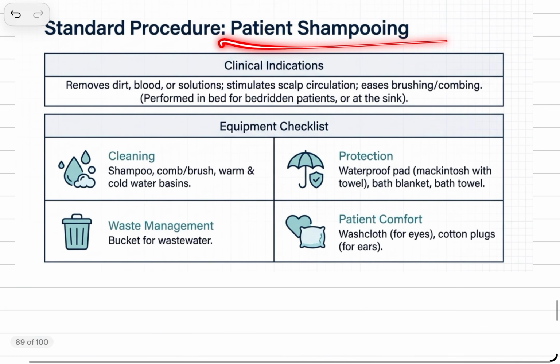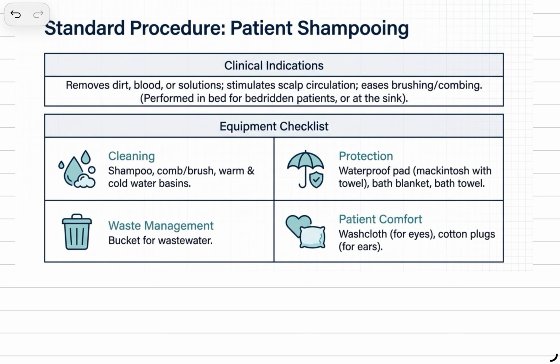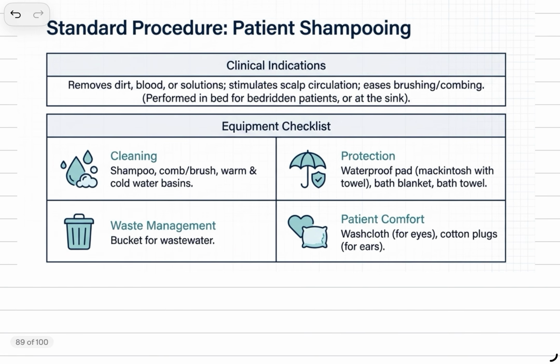For the shampooing procedure, what are the equipment we need? First, shampoo, a comb, and a warm or cold water basin. To protect the body and the linen, we need a waterproof pad, mackintosh, bath blanket and bath towel. For waste management we need one bucket, not a dustbin, they have given a dustbin, but we need a bucket. Also a washcloth, and another one they have not given, that is Kelly's pad.